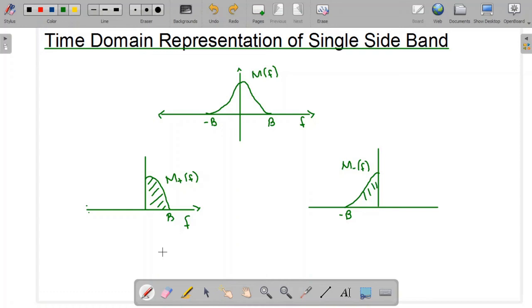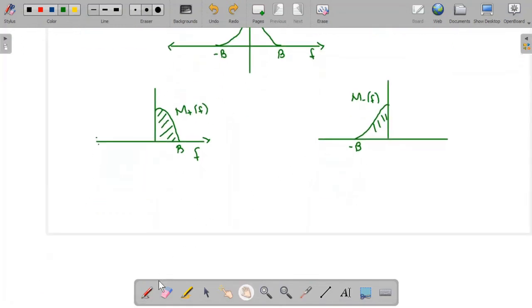In this lecture, we are going to study the time domain representation of the single sideband. Now, this is my message signal, and I can divide this message signal into two halves, the right half and the left half. Let me call the right half m plus f and the left half m minus f.